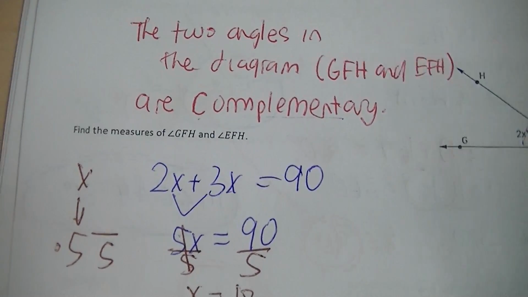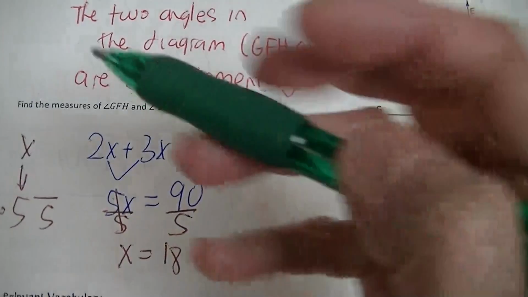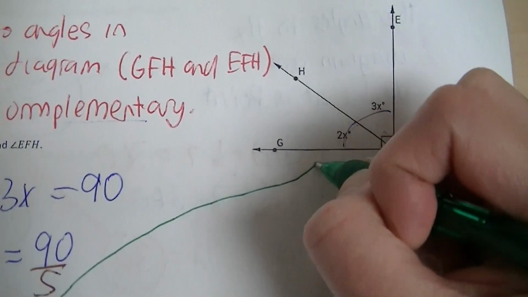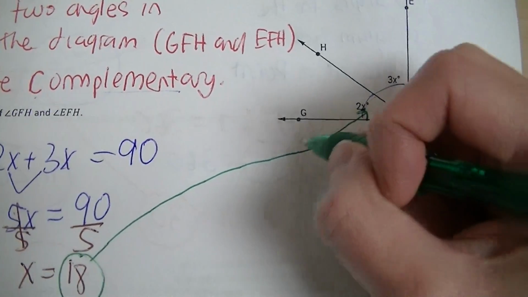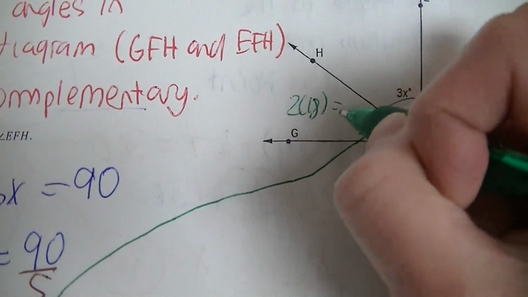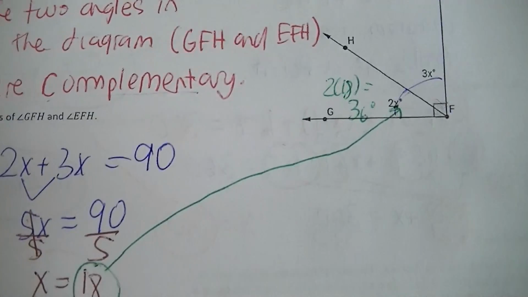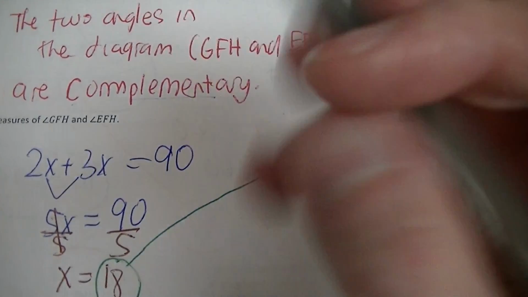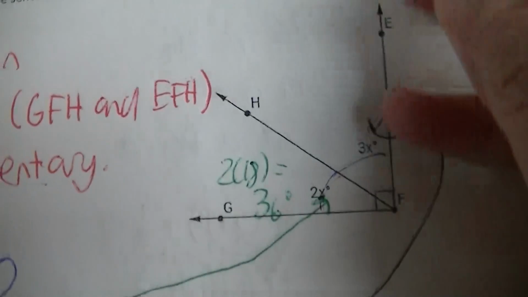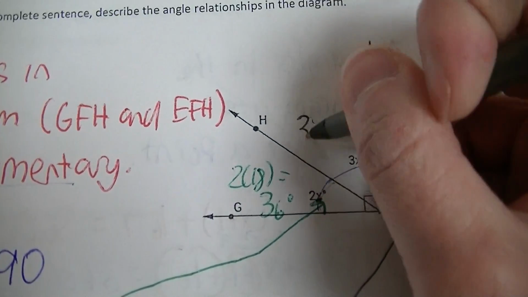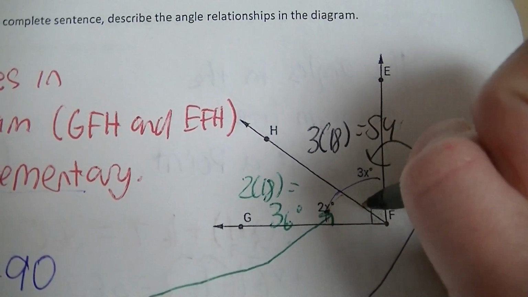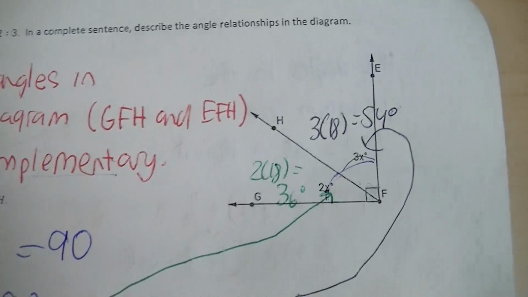Okay, you're not done. You definitely have to go in and substitute that variable in with the 18. So this guy right there, 2 times 18 will give you this angle measure. So 2 times 18, that's 36 degrees, okay? And then I take that 18 and substitute it in for the other side. I got to go 3 times x. Well, x was 18, so 3 times 18, and that's 54. So this angle right here is 54 degrees, okay?